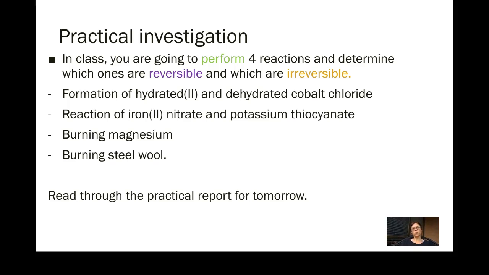So today in class, what we're going to do is look at 4 different reactions, and you need to determine whether they're reversible or irreversible based on what you've learned so far. Let's go.